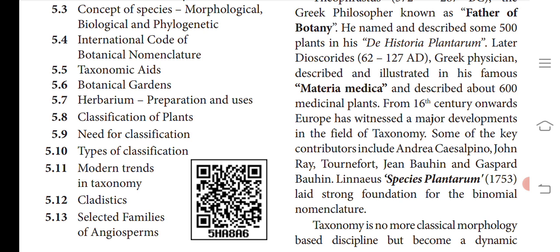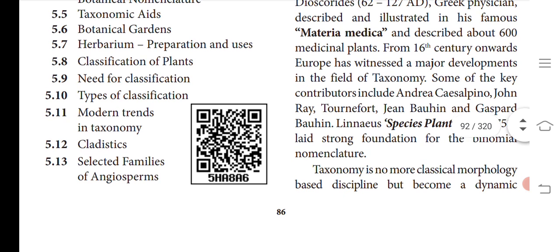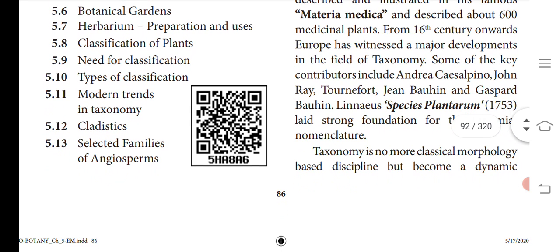Then the International Code of Botanical Nomenclature, that we will learn in detail, and taxonomic aids, which are helpful in classifying the plants; that is what will come under taxonomic aids. And then botanical gardens. Gardens are being maintained for the purpose of maintaining some species of plants and for the purpose of protecting them. Then botanical gardens and herbarium preparation uses, classification of plants.